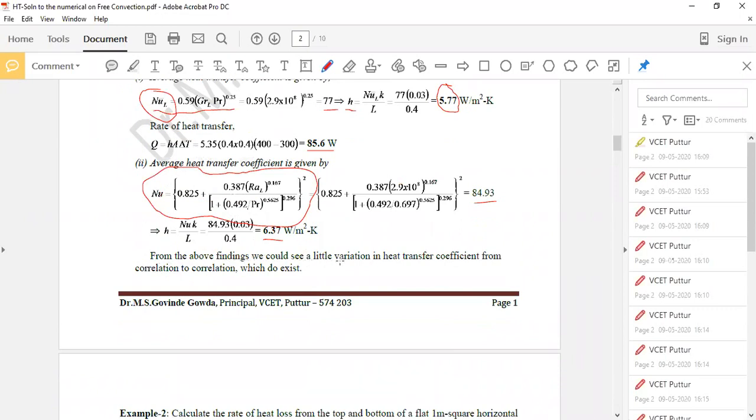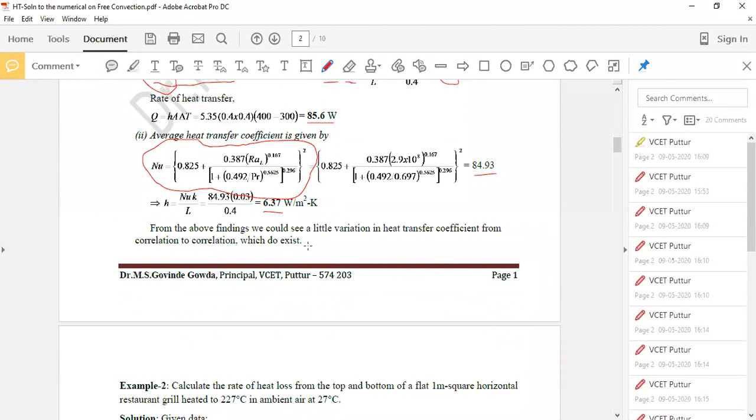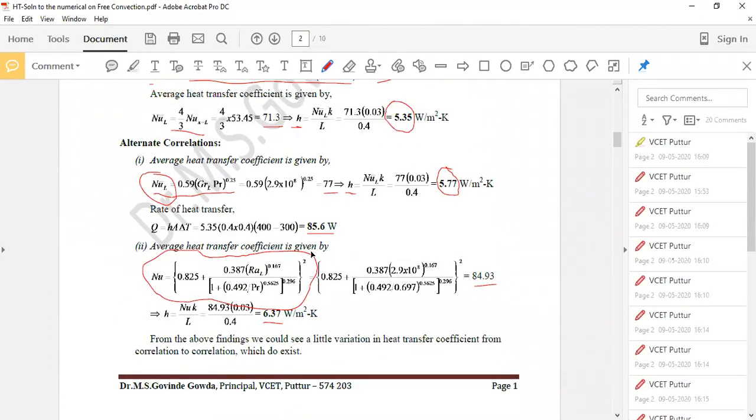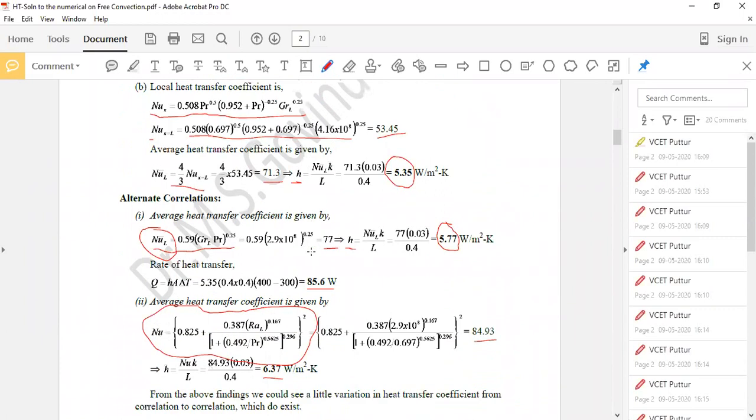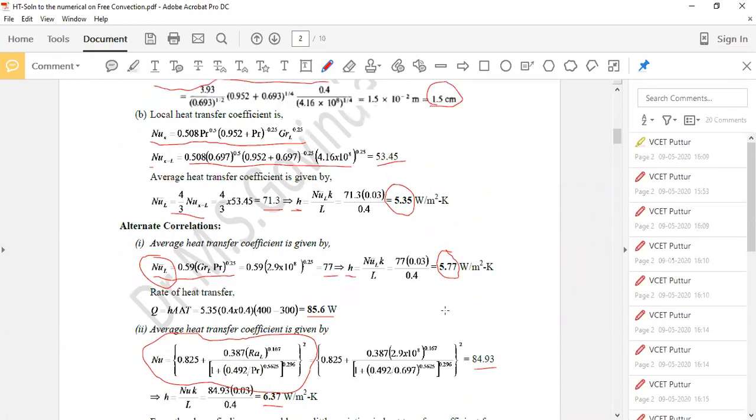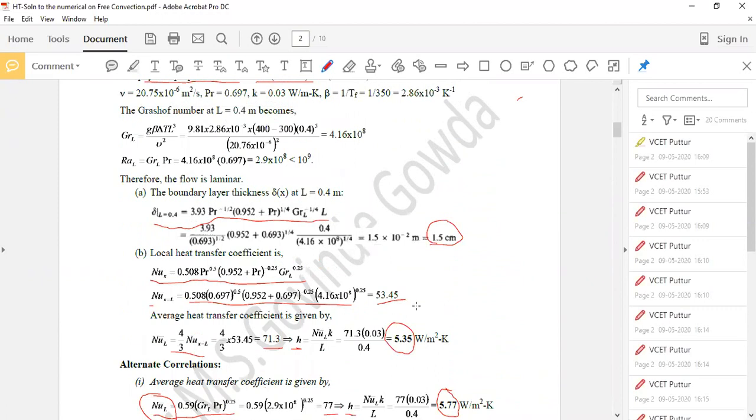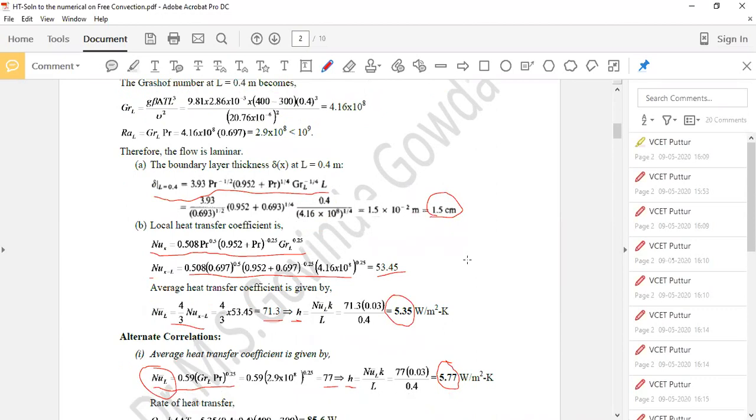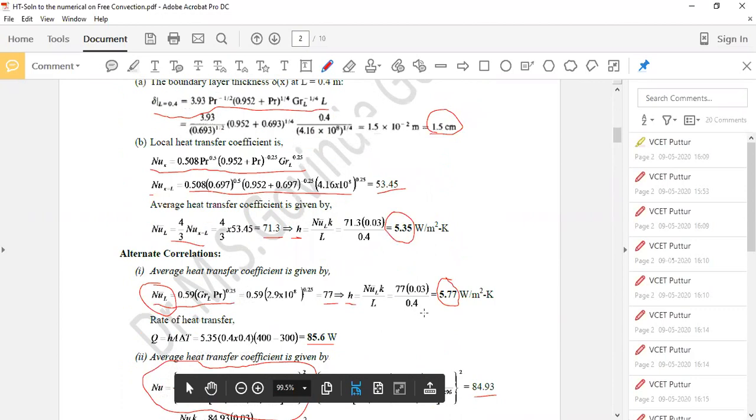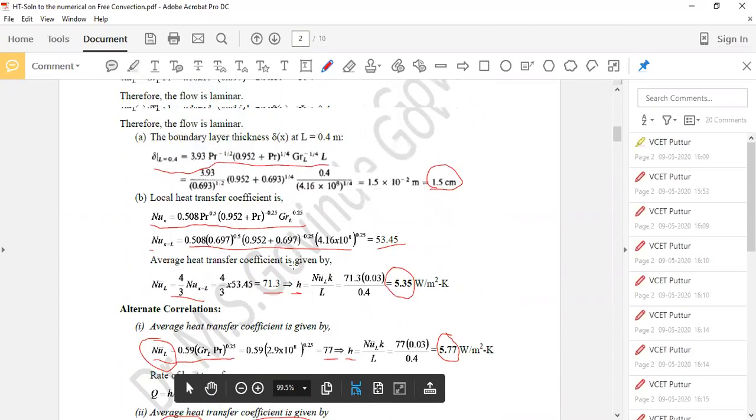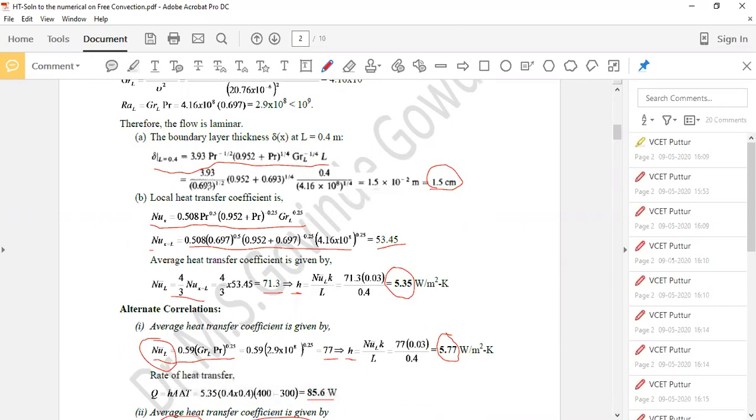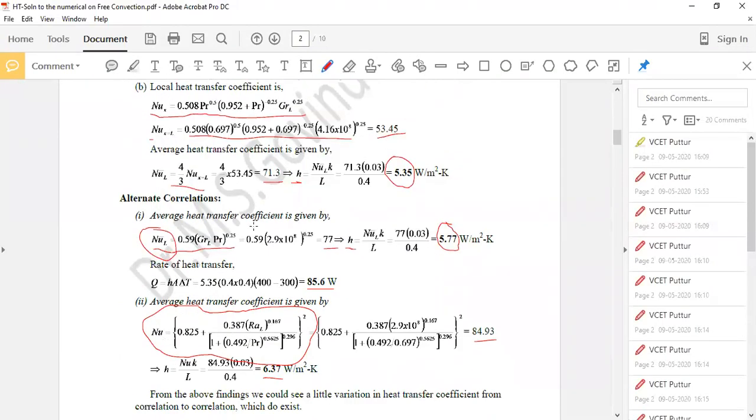From the above findings, we could see a little variation in the heat transfer coefficient from correlation to correlation, which does exist. So there will always be a variation. It doesn't matter anyhow. So according to your convenience, any one of the correlations can be used. And particularly whenever they ask to calculate the boundary layer thickness, the first correlation you are supposed to use, and the second and third correlations will not give the value, the equation for boundary layer thickness.